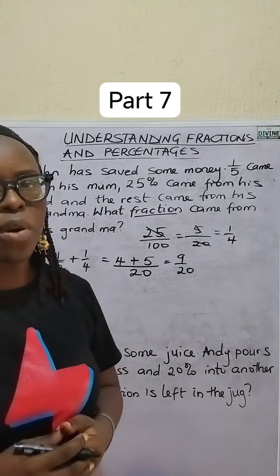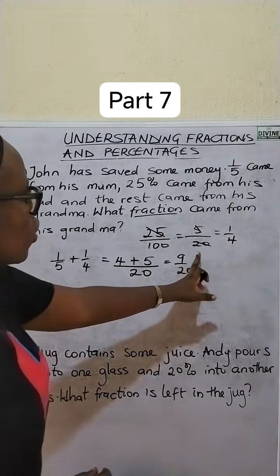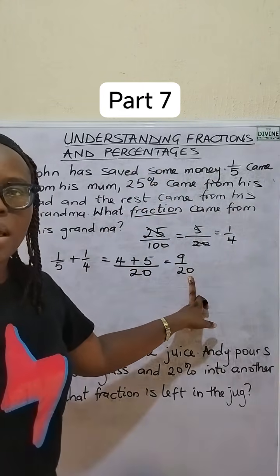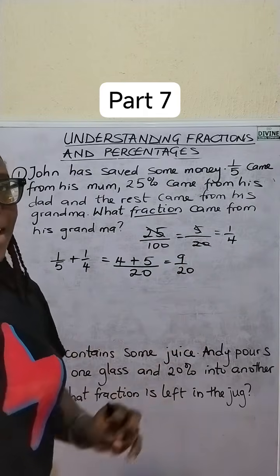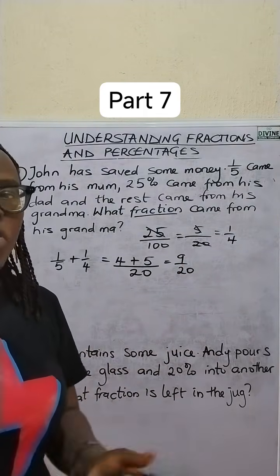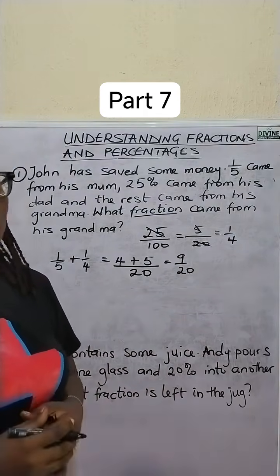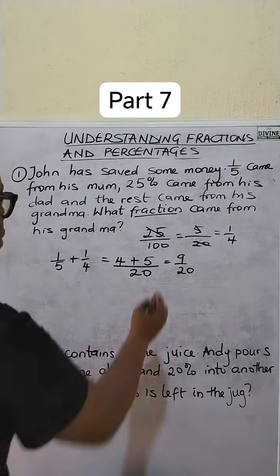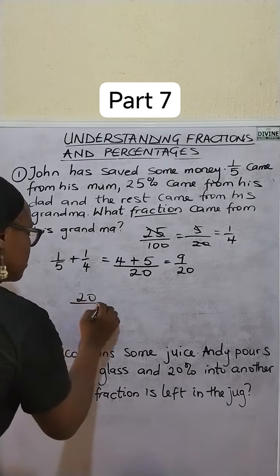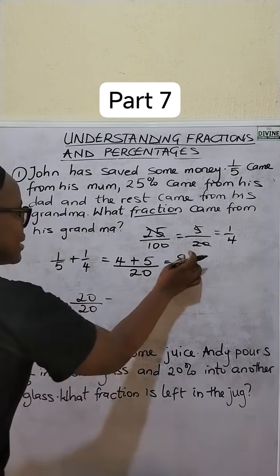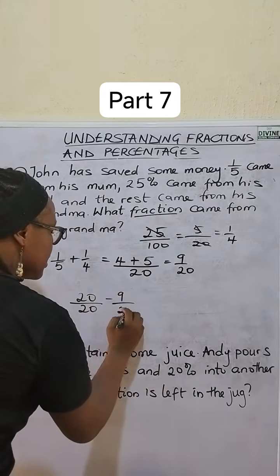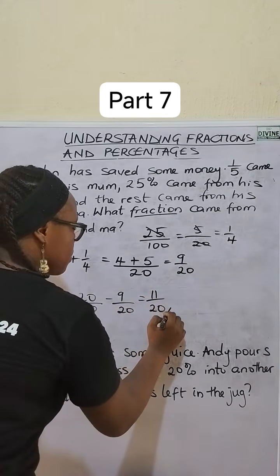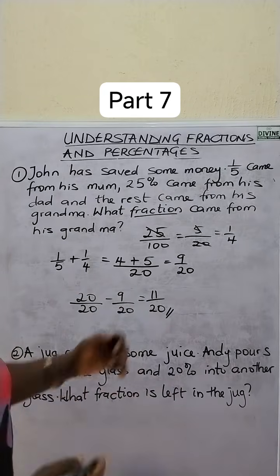What fraction came from his grandma? That means John's total money that he saved has been divided into 20 parts. 9 parts came from his parents. How many parts do you think came from his grandma? The remaining parts obviously came from his grandma. That means the whole money is divided into 20 and 9 came from his parents. That means 11 parts came from his grandma, and that is the answer.